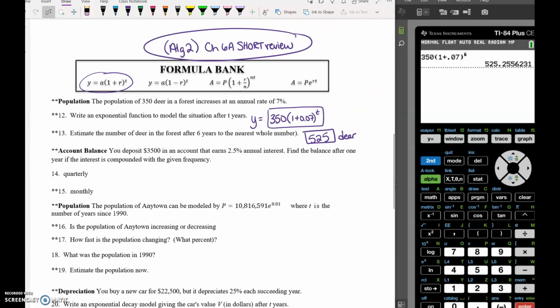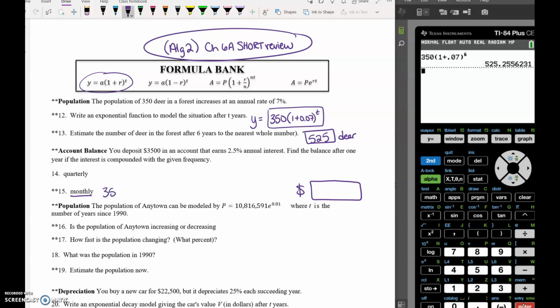You deposit $3,500 in an account that earns 2.5% annual interest. Find the balance after 1 year if the interest is compounded monthly. For your answer in EdSite, there will be a $ sign and then a blank for you to enter your answer in. So you'll need to show your own work on paper.